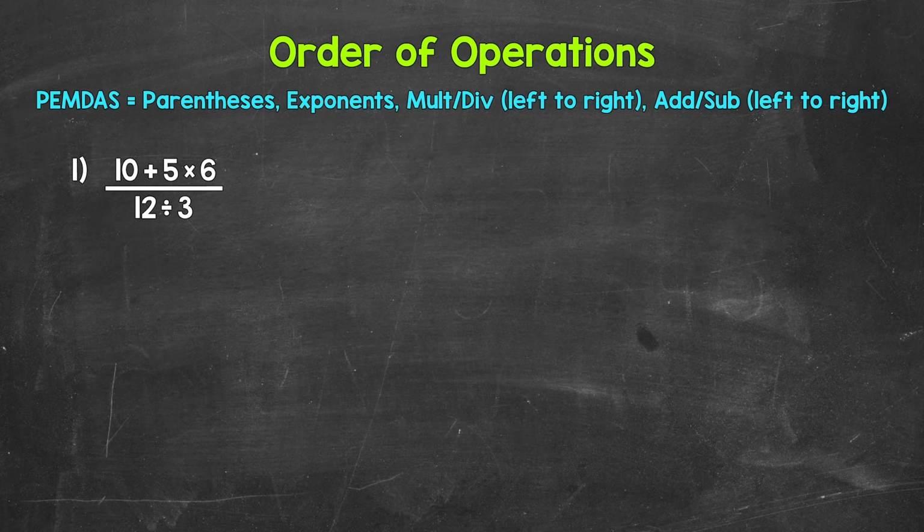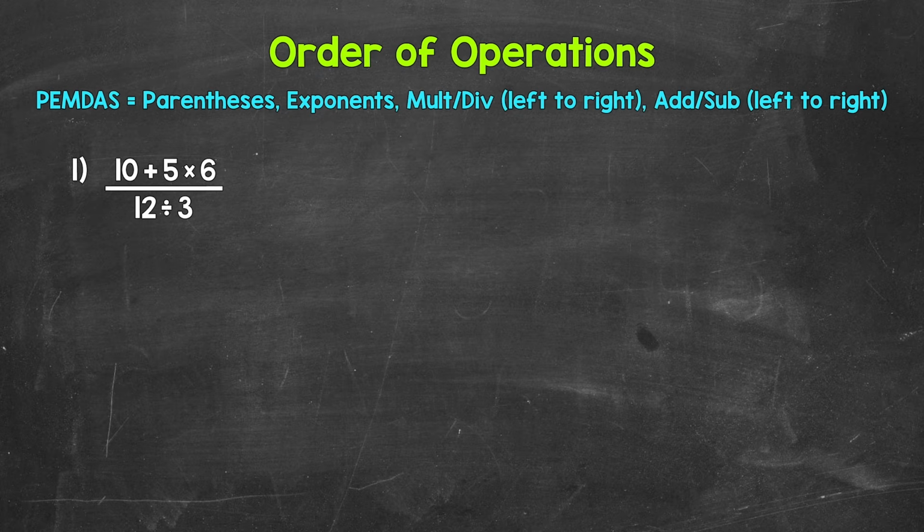Starting with number 1, where we have 10 plus 5 times 6 above the fraction bar, so the numerator, and then 12 divided by 3 below the fraction bar, so the denominator.